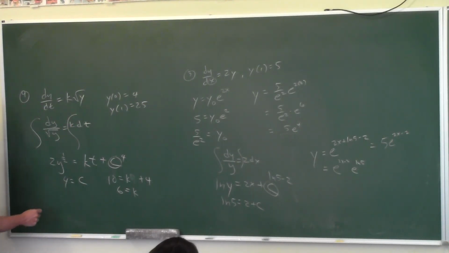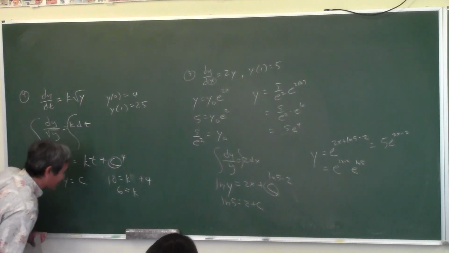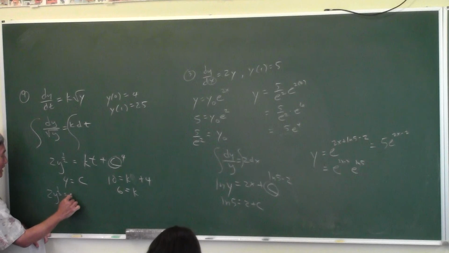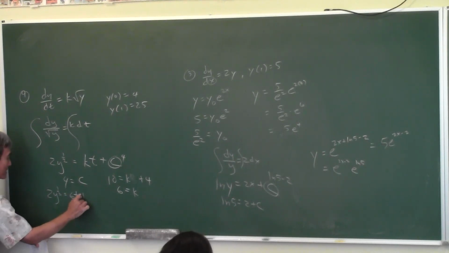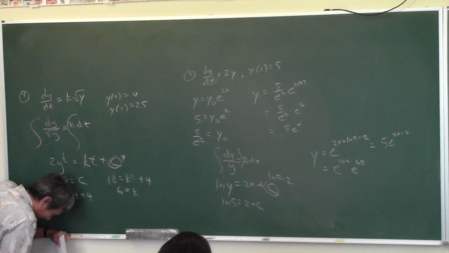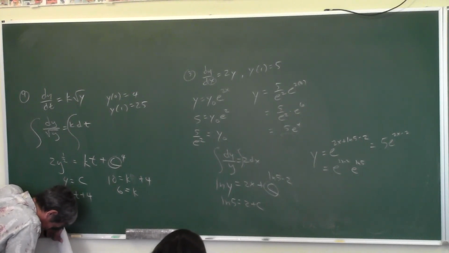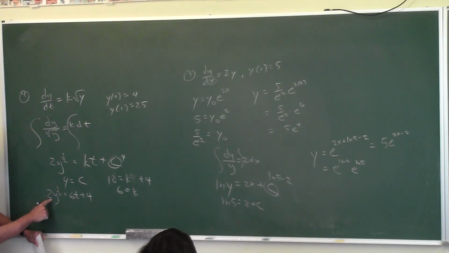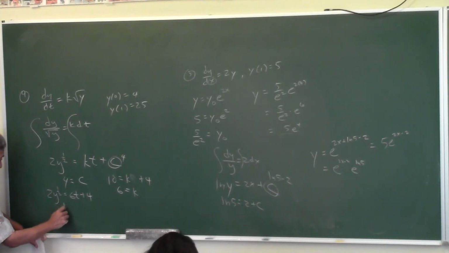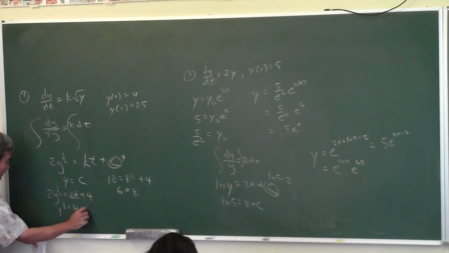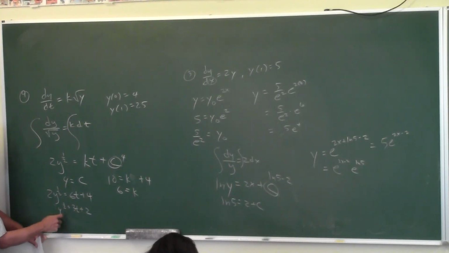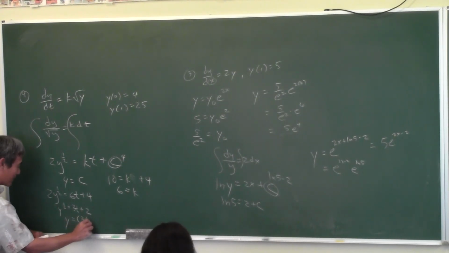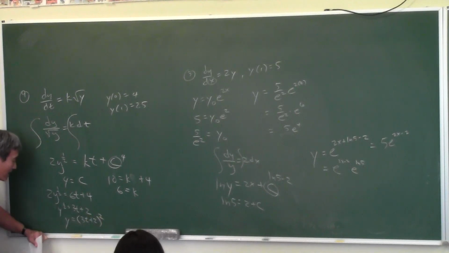Okay, so this is what I got so far. 2 y to the half equals 6t plus 4. Box that, that's the answer. No, you have to solve for y. So how do I get rid of this 2 here? Divide both sides by 2. And then how do I get rid of this 1/2 power? You square both sides. So final answer, survey says, y equals 3t plus 2 quantity squared. Boom!